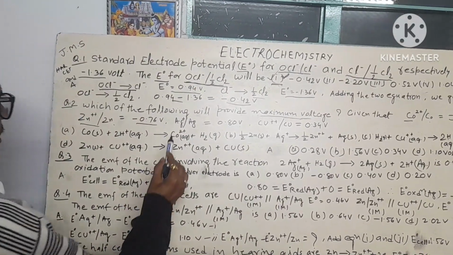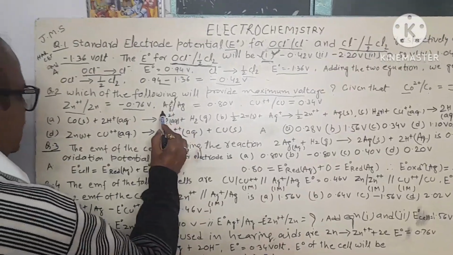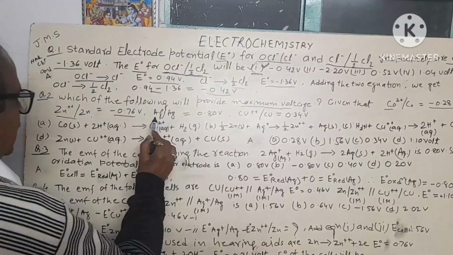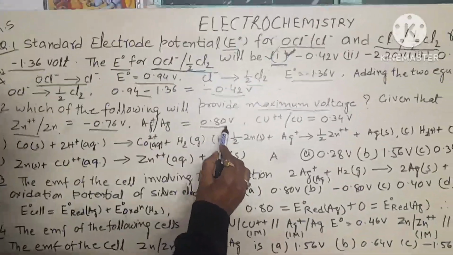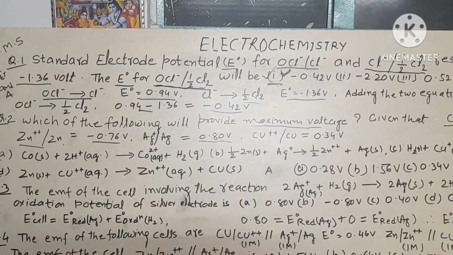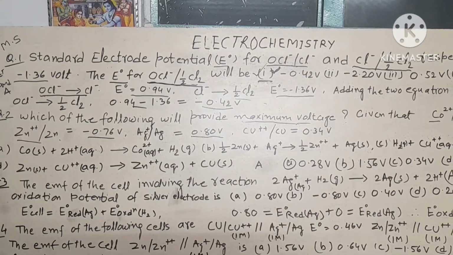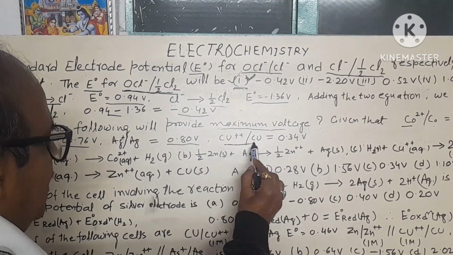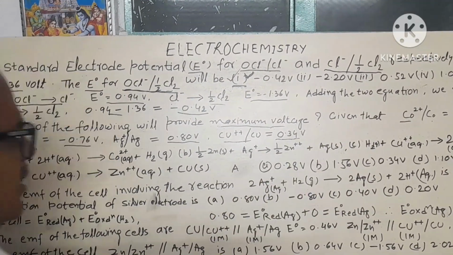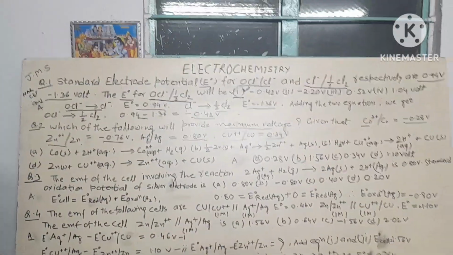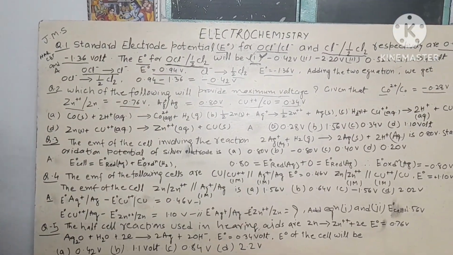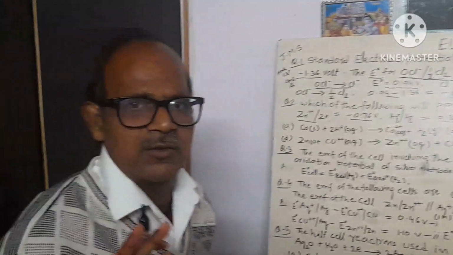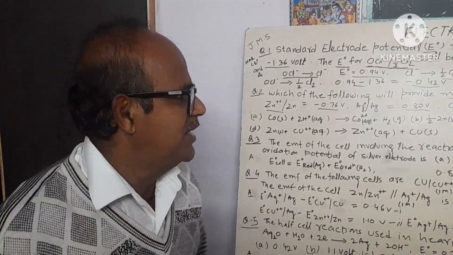And third, silver ion to silver electrode. Its potential is 0.80 volt. And next, copper electrode. Copper ion to copper. Its potential is 0.34. So the potentials of four electrodes are given.